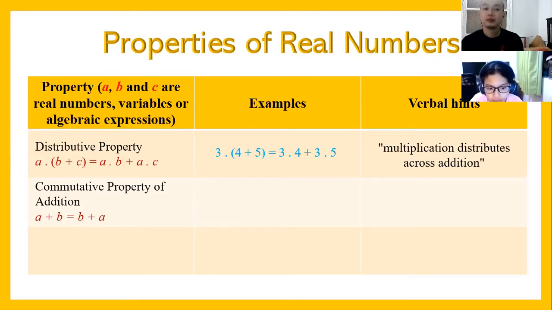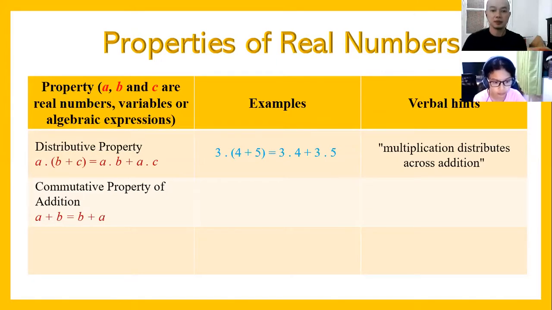Commutative property of addition. A plus B equals B plus A. So commutative property of addition: you just interchange the position of the two numbers added. It will be exactly the same. You get it? A plus B is equal to B plus A.